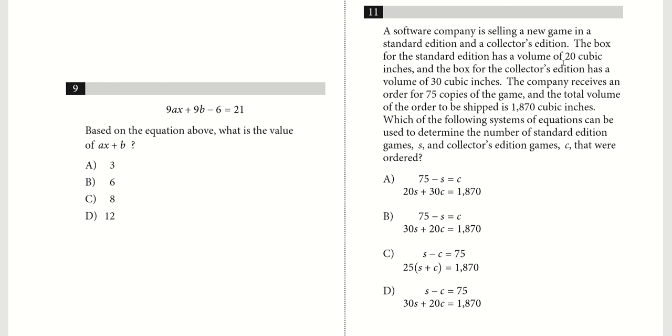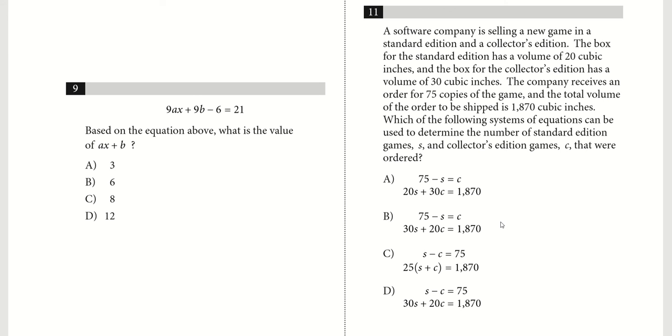The other relationship that we learned has to do with volume. So basically, if the standard edition game has a volume of 20, that means if you multiply 20 by the number of standard edition orders, that's your total volume for standard edition. And if you do the same for collector's edition, 30 times the number of collector's edition that were ordered, that's your total for collector's edition, right? And if you add those two together, that'll be your total volume. So that has to be equal to 1,870. So those two relationships are the ones we got.